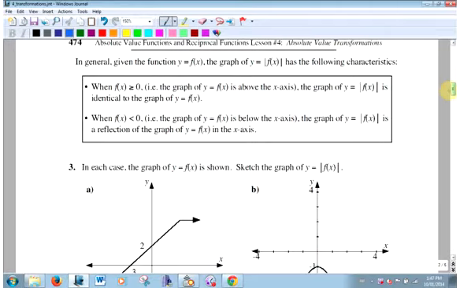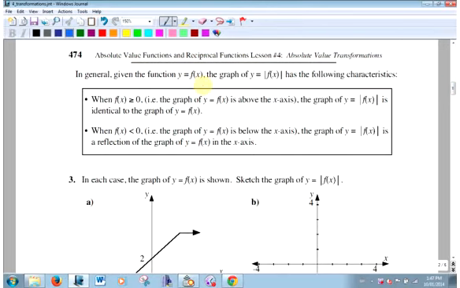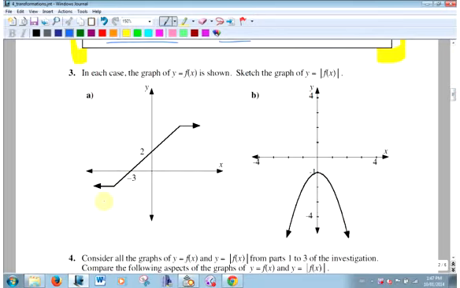In general, given the function y is f of x, some function, I don't know, x minus 1, x squared minus 4, pi to the power of 12 divided by 6, who knows what function it is. If I take the absolute value of that function, it has these characteristics. When f of x is positive, the graph of this is identical to the graph of that. When it's less than 0, it's a reflection of the graph in the x-axis. We just wrote it. That's how you do it.